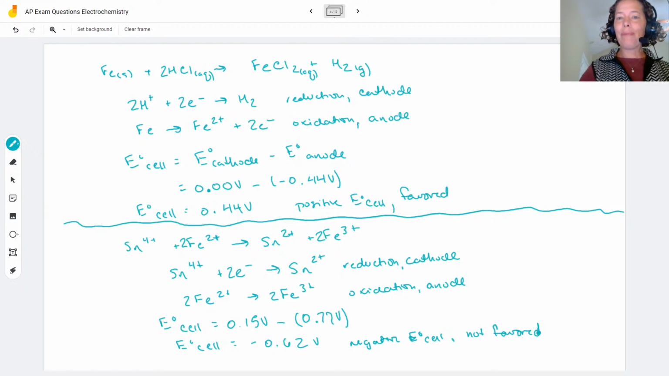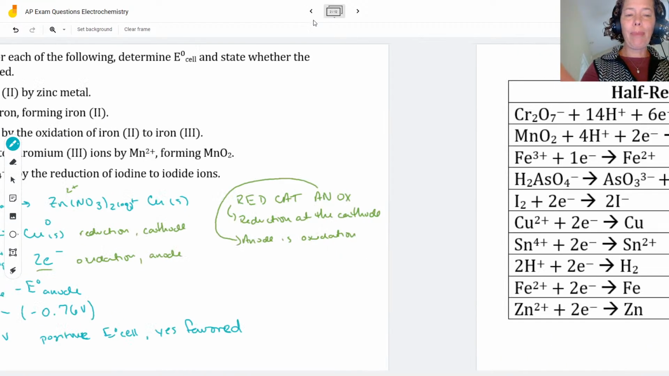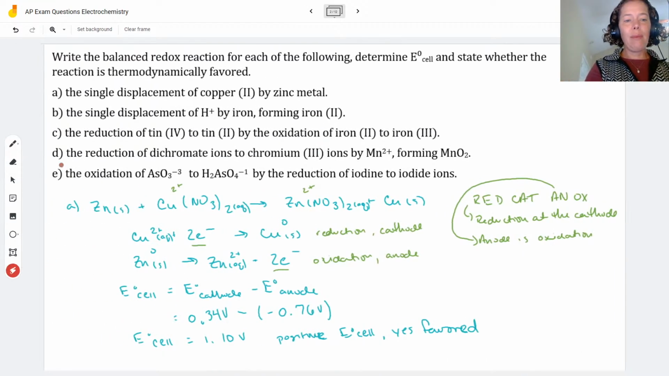So let's keep on going, except I'm going to pop back because we've got to read part D here. Okay, so this one is going to be a little bit more difficult. We have the reduction of dichromate ions to chromium-3. So this is reactant, product, by manganese 2+ to manganese oxide. So we need to get a chemical equation, and we're going to have to balance this redox equation by the half reaction method.